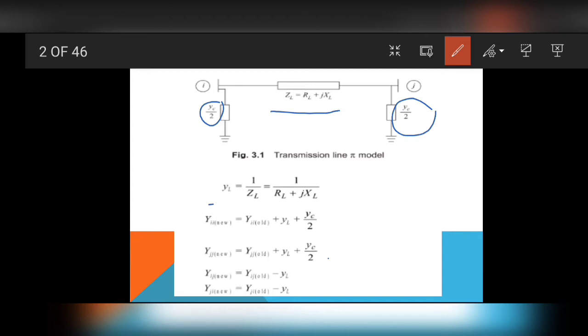YL is the inverse of ZL. So YL is equal to 1 divided by ZL, where Y means admittance, which is equal to 1 divided by RL plus J into XL. So to find out the Y bus matrix, we need to find out the diagonal elements as well as the off diagonal elements. These are the diagonal elements and these are the off diagonal elements.